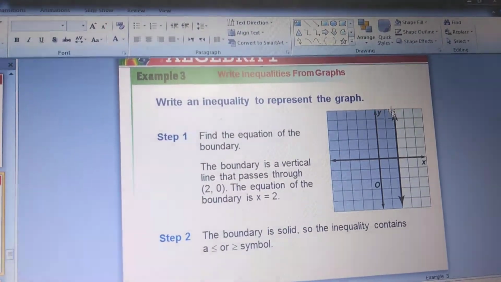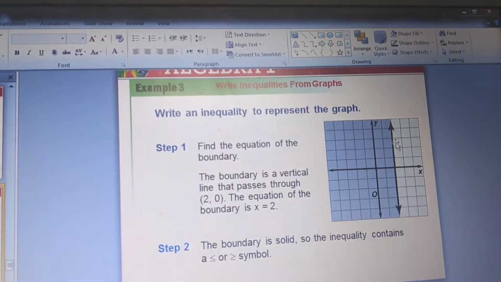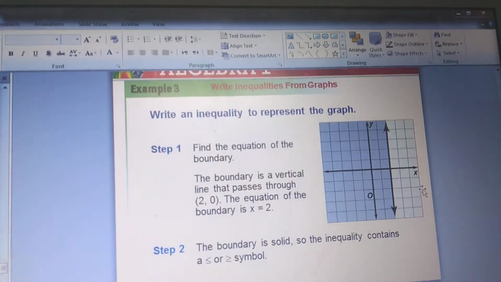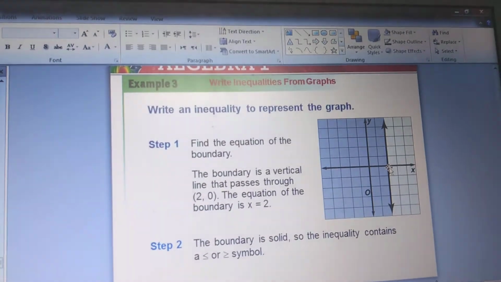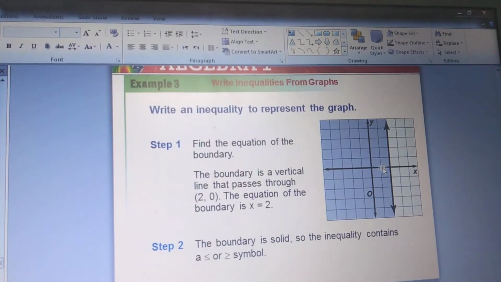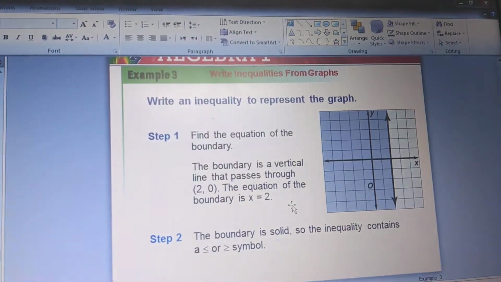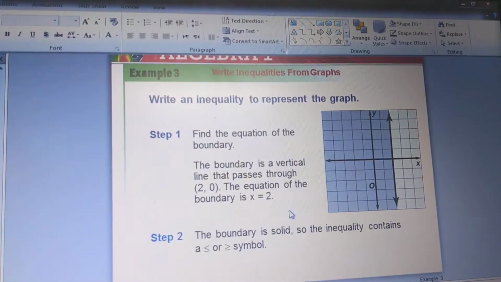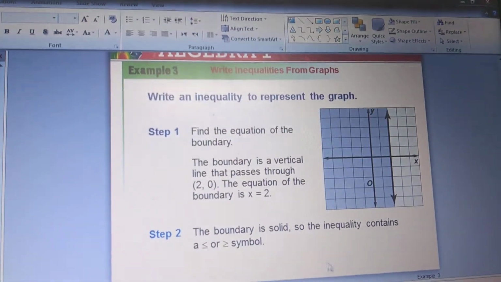This line is a solid line and it is a vertical line. This means here I have x equal a number. What is the number? I see this line intersects the x-axis at the point 2. 0, 1, 2. This means the equation of the line is x equal 2. I know the equation of the line is x equal 2, but he wants an inequality.